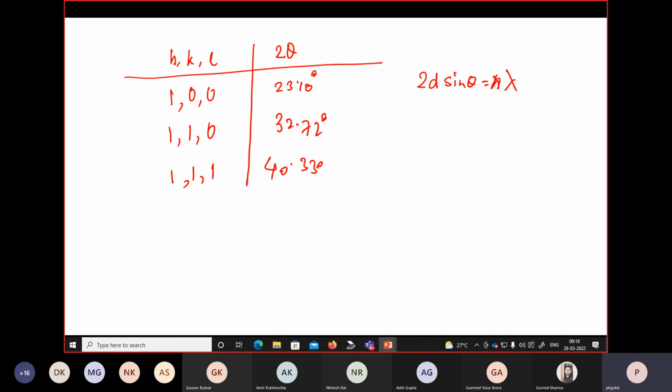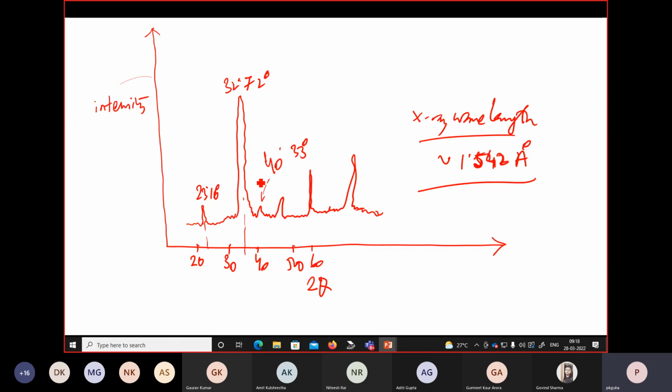So two things could change. One is d can change. What about the other thing? The other thing is n, the order of maxima, which also can change. Theta is known to me, lambda is known to me, n can change and d can change. n can change because of the order of maxima in the diffraction pattern. Those who have done XRD know that for higher order maxima these peaks are very faint.